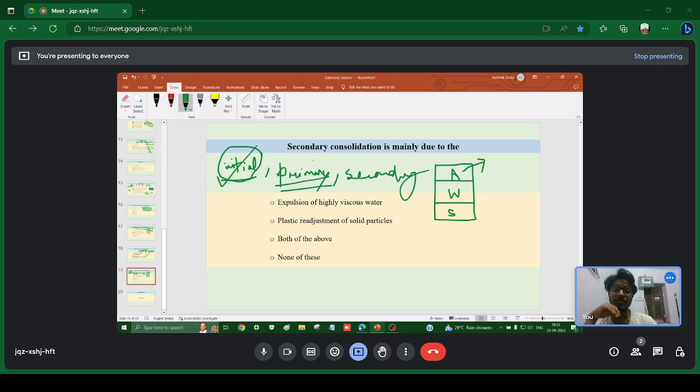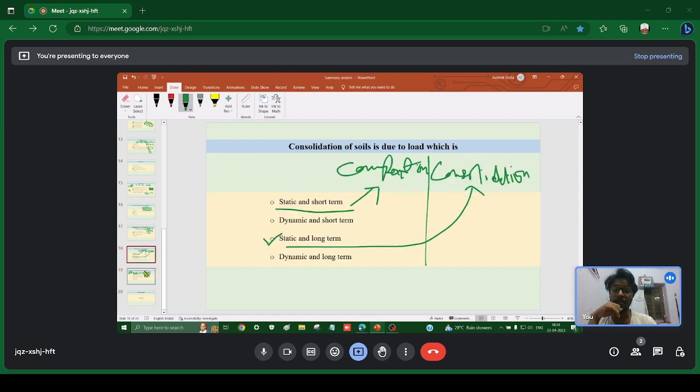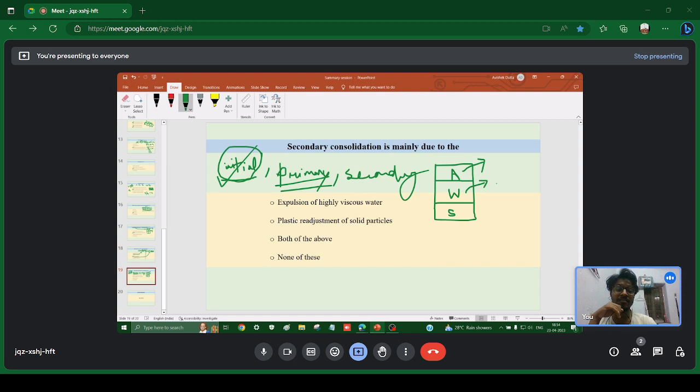In this phase, that is phase 2, what will happen? Since the air has been expelled out, the water will start getting expelled out gradually, because, as I mentioned in the previous question, the load is static and long term. So gradually the water starts getting released from the soil mass. Primary consolidation will obviously take more time than initial consolidation.